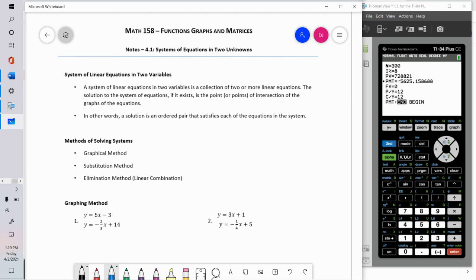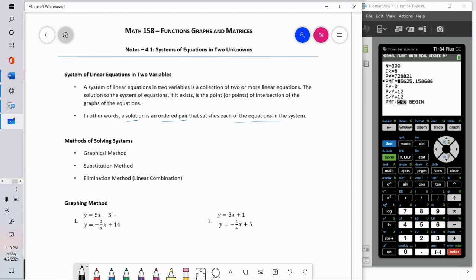that system. Now, what I mean by a solution: the solution is an ordered pair that satisfies each of the equations in the system. More easily stated, it's the point where the two lines intersect. So number 1, we've got y equals 5x minus 3 and y equals negative 2/3 x plus 14. Those are two equations. If I graph them, I will get lines. And the solution to the system is the point where the two lines intersect.